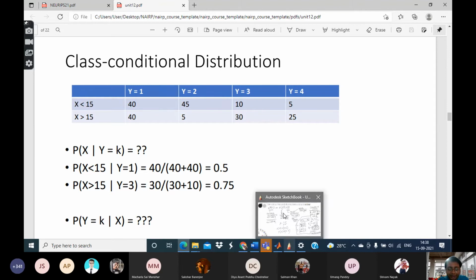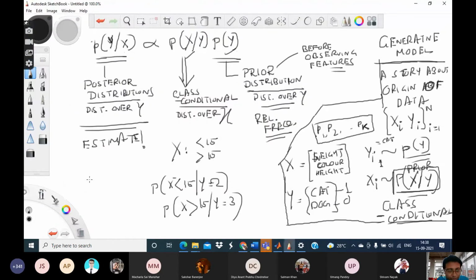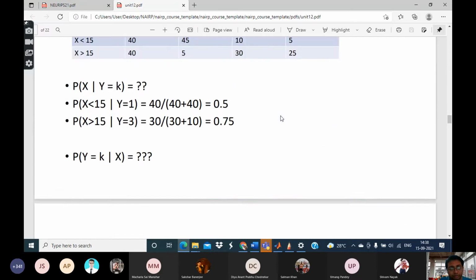That means I can completely calculate this distribution, probability of x less than 15 given y. This distribution I will get completely. Similarly, probability of x greater than 15 given y. This distribution also I can estimate completely.